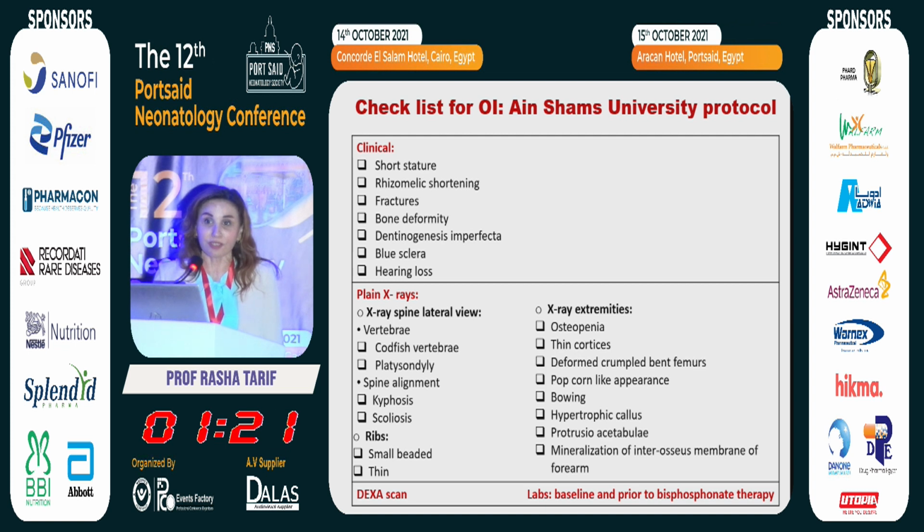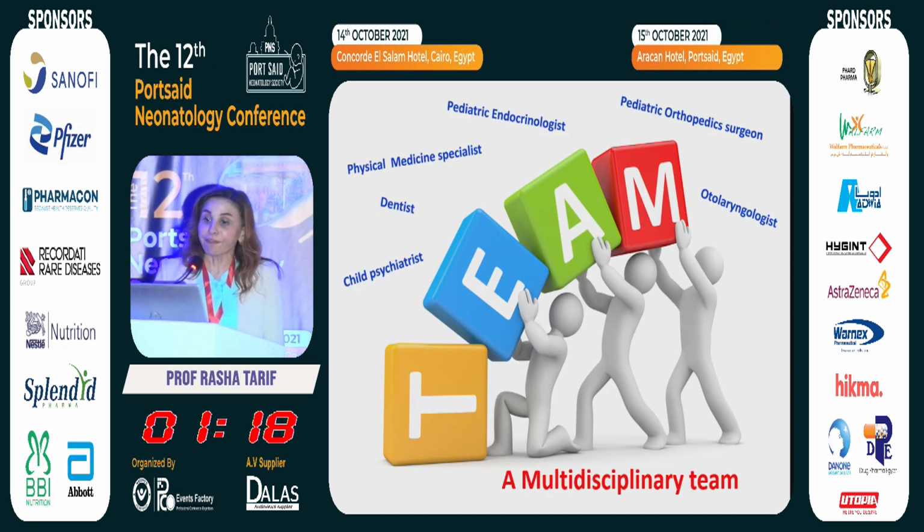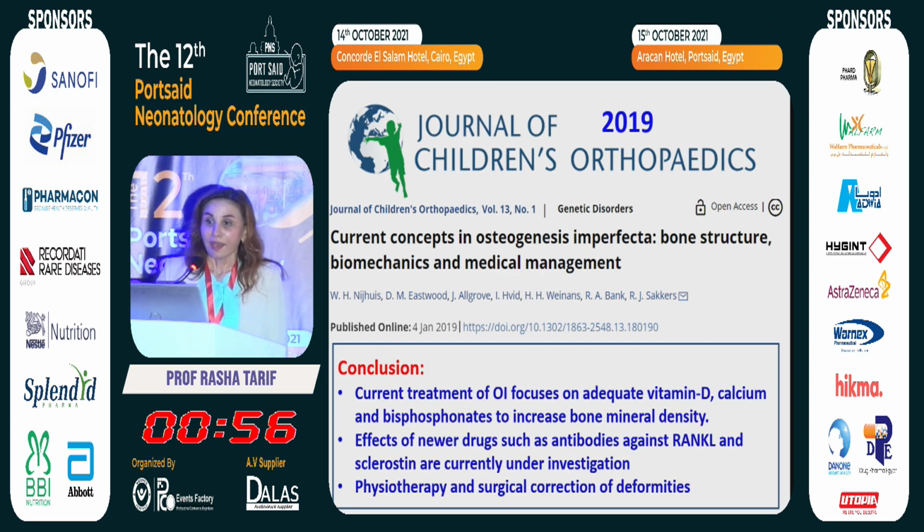And this is the checklist for OI and the Ain Shams University protocol of how we deal with cases of osteogenesis imperfecta. In fact, it needs a multidisciplinary team. The pediatric endocrinologist, and of course, the orthopedic surgeon, the otolaryngologist, the physical medicine specialist, and a child psychiatrist, because they pose a lot of psychological burden for these children. A lot of doctors working together to improve the quality of life of those children. And here is a quite recent article on current concepts in OI, structure, biomechanics, and management.